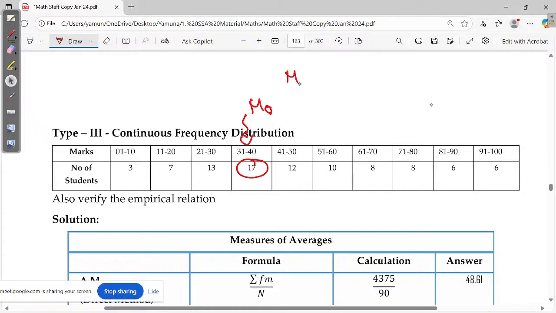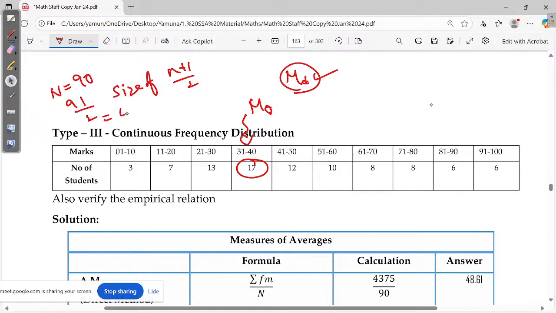Where will my median be lying? Now make a try. What do you mean by median? The middle value. How did we find it with discrete and continuous series? We find the size of n plus 1 by 2. Yes, roughly guess where it will lie. What is n here? 90. 91 by 2 is 45.5. Now tell me that line.